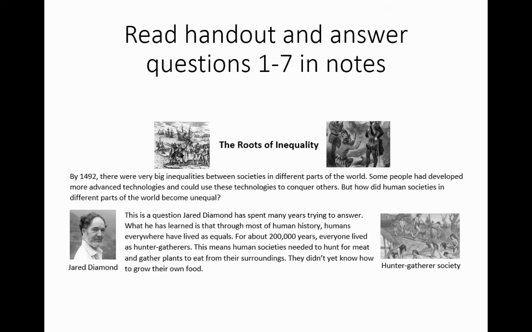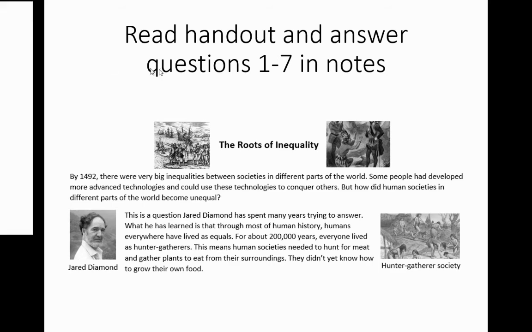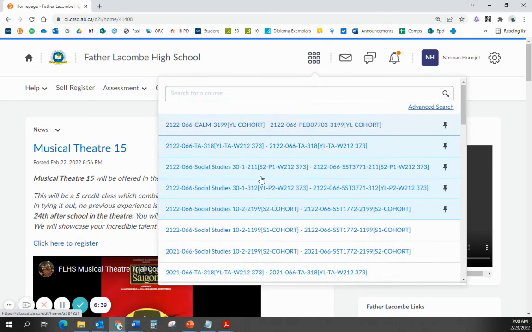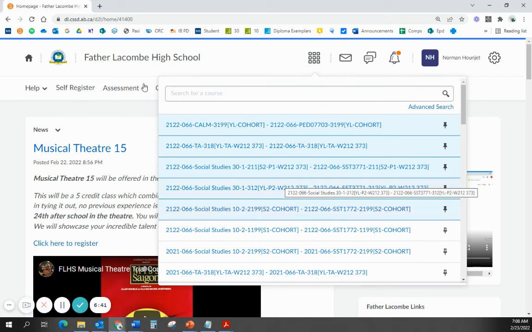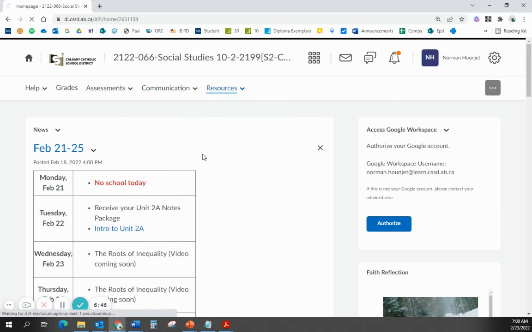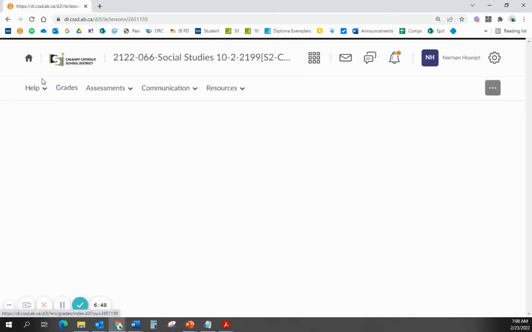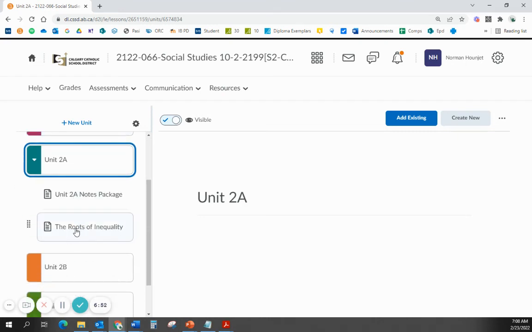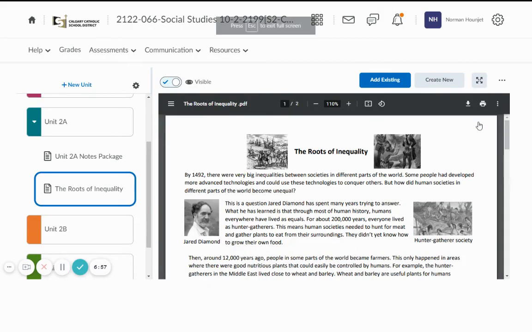So if you were in class, you can read that. If you were not in class, it should be in D2L. Here, I'm just checking D2L right now to make sure that it's in there. So let's take a look here. Okay, we go in D2L. We click on Social 10. Did I put it in there? This is the moment of truth. Resources, content, and then Unit 2A, because we're in Unit 2A now. Oh, there it is. Okay, so the roots of inequality. So you click on that, and it looks like this.